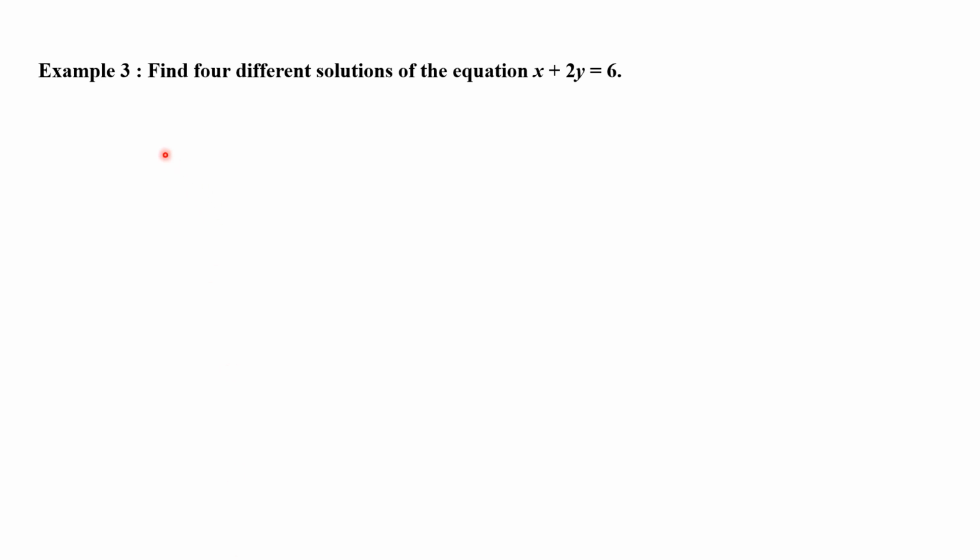Now this is example 3 of the NCERT textbook, and the question is: find four different solutions of the equation x plus 2y equal to 6. Now you all know that when a linear equation is given in two variables, you have infinitely many solutions. But that's why here a restriction is given. You have to find only four different solutions. Now the easiest way to find the solution is, first case you put x as 0 and get the value of y. Second case you put y as 0 and get the value of x. That is the simplest method to get two solutions. Okay, so I'll begin with this.